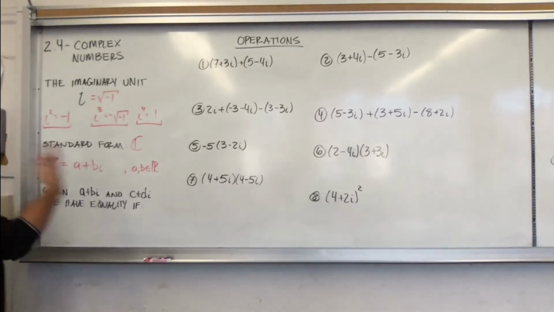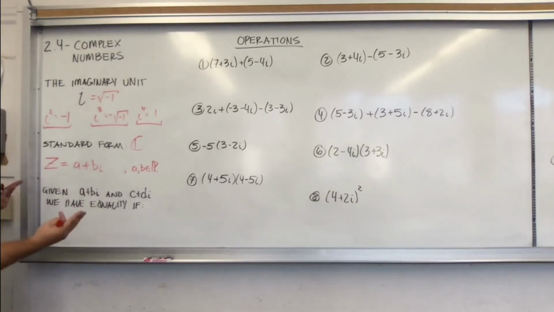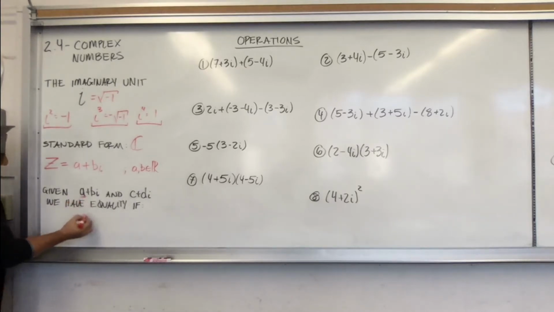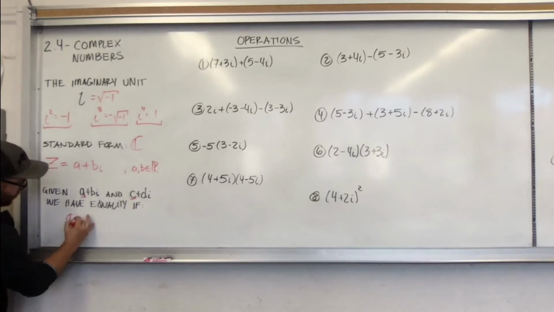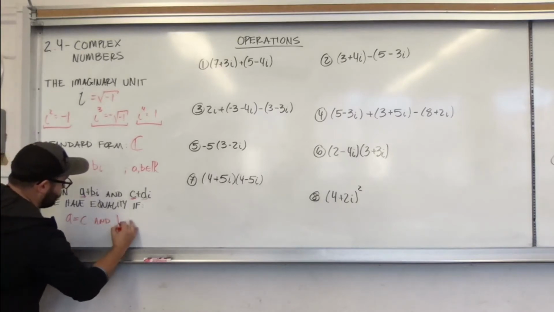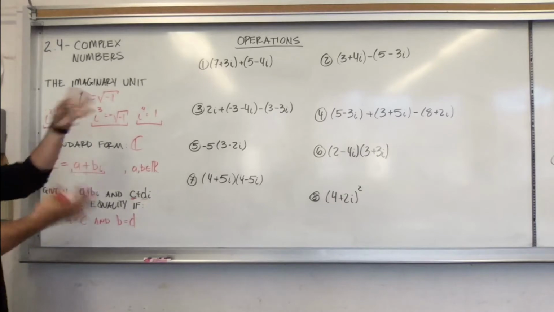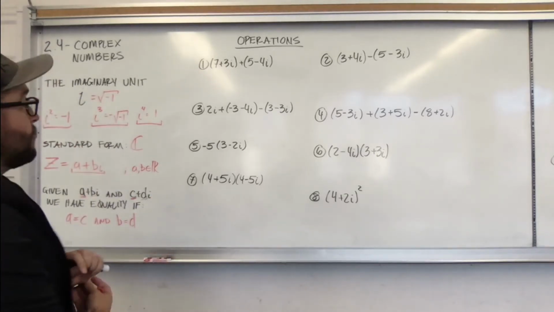Now, one last little thing before we go into some of the operations. We only have equality of two different complex numbers if the real piece of one is equal to the real piece of the other, so a equals c, and also we need the imaginary piece of one to match the imaginary piece of the other. If that happens, then we know we have equality between those two complex numbers. But for the most part, we're going to be dealing with putting things into our standard form, the a plus bi, which we're going to see on these next 8 problems of dealing with some of our operations.